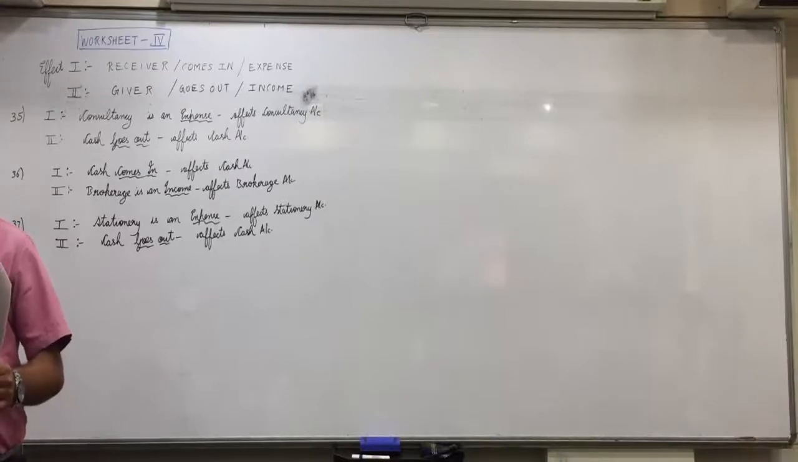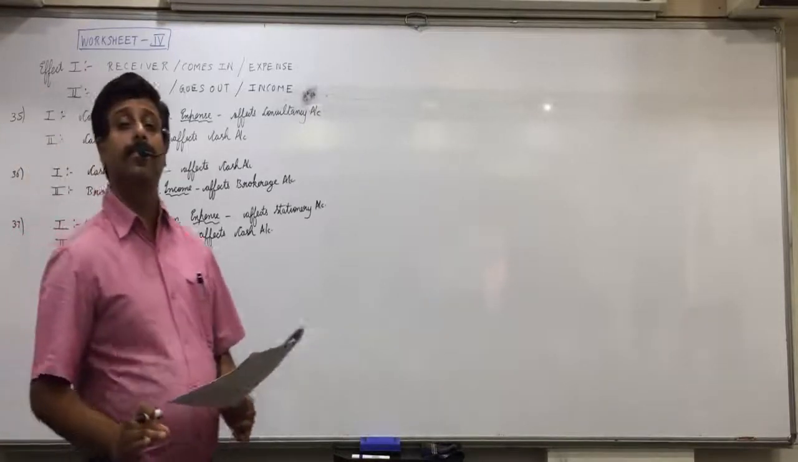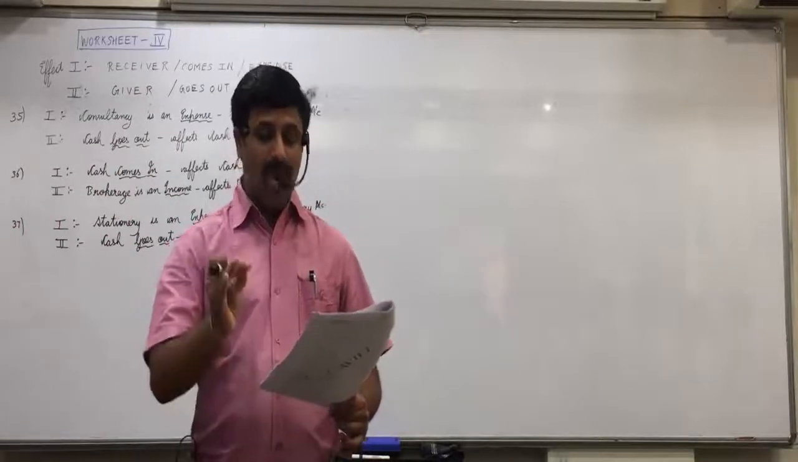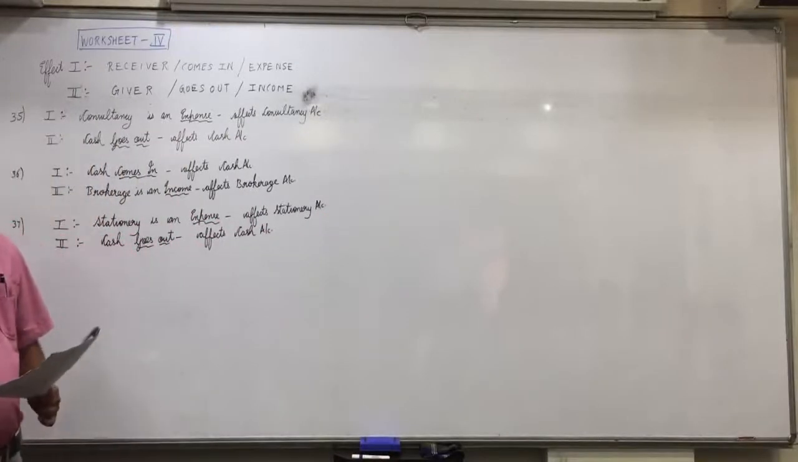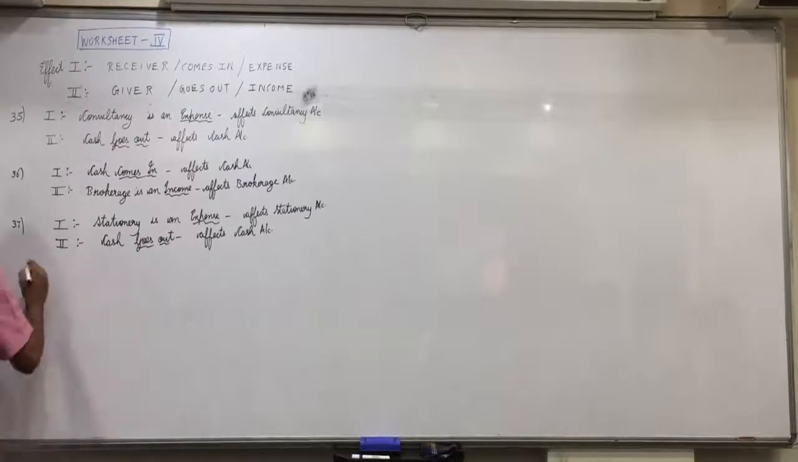Salaries and expense affect salary account, and cash goes out affects cash account. Very good. Sit down. Who is the receiver? No one is. Please don't hurry up. Every question you will try to analyze. What comes in? Nothing comes in. First 50 transactions will analyze everything. After that directly. What is an expense? Salary. So effect 1.